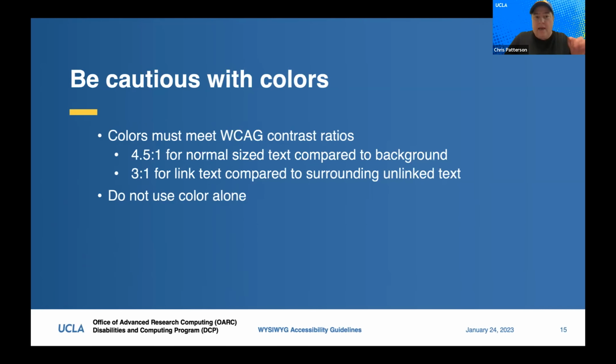I know in your WYSIWYG editor, you don't have access to color. That's a good thing. If you're using color somewhere else, not in your WYSIWYG editor, keep these things in mind. Color must meet the WCAG contrast ratios, which is 4.5 to 1 for normal size text compared to the background color, and 3 to 1 for linked text compared to surrounding unlinked text if that link is not underlined.